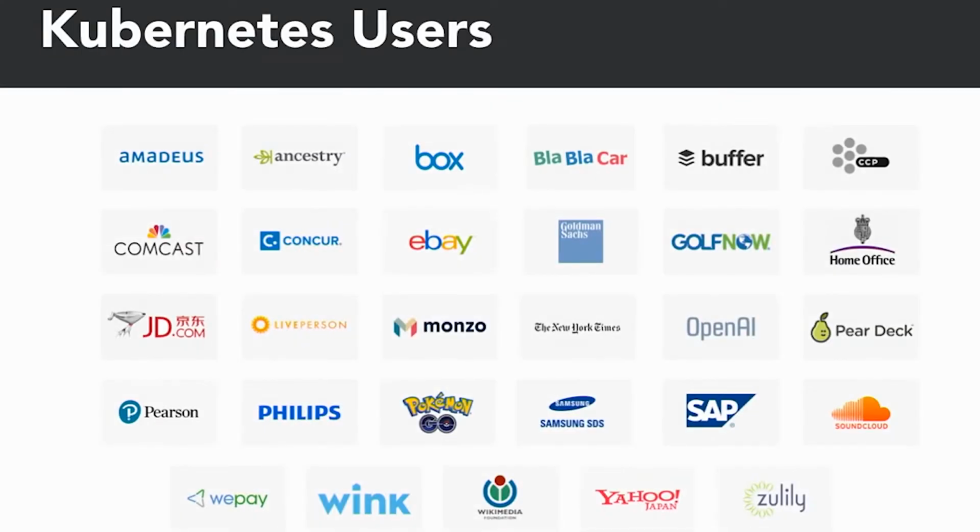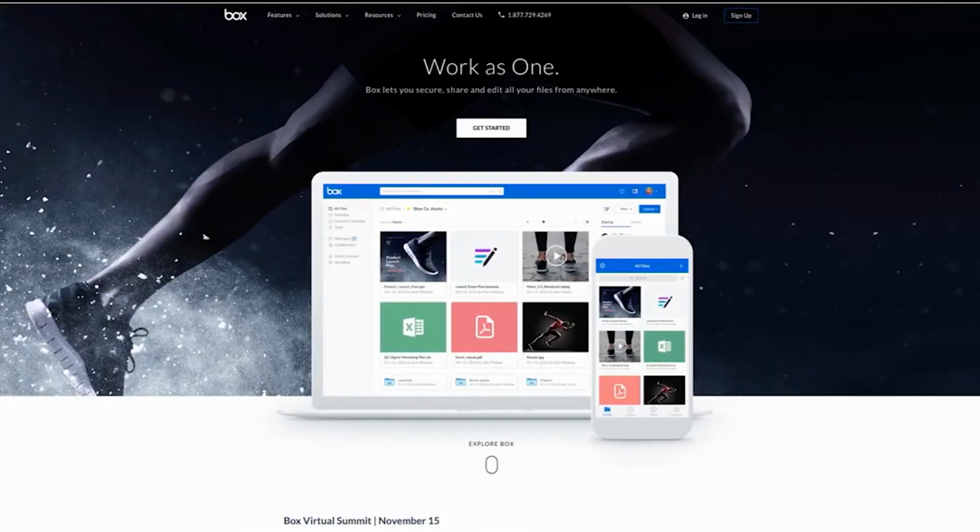It's important to note that you don't have to use Docker containers. You can use Rocket by CoreOS or other container platforms. However, most users in the container ecosystem use Docker containers, so we'll use Docker for this course. There are many companies that use Kubernetes today for different use cases. I'll discuss a few of these to document common ways companies are using Kubernetes.